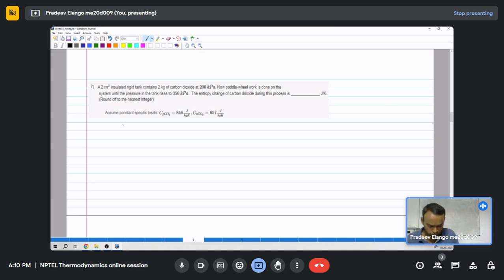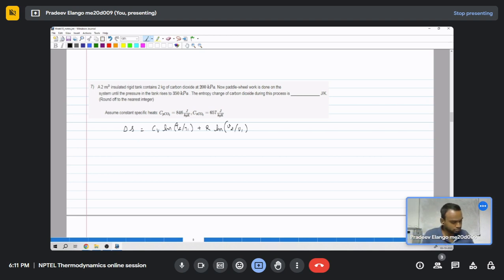So we know for a general process, delta S is Cv ln T2 by T1 plus R ln V2 by V1. Now we want T2 by T1, and for V2 by V1, ln V2 by V1 will become 0 because the volume is constant. It is a rigid tank. Now we need to find T2 by T1.